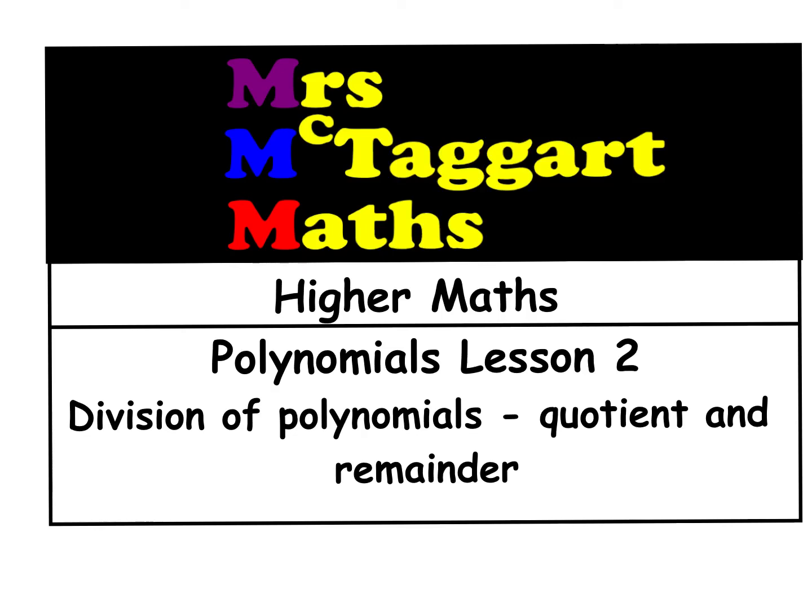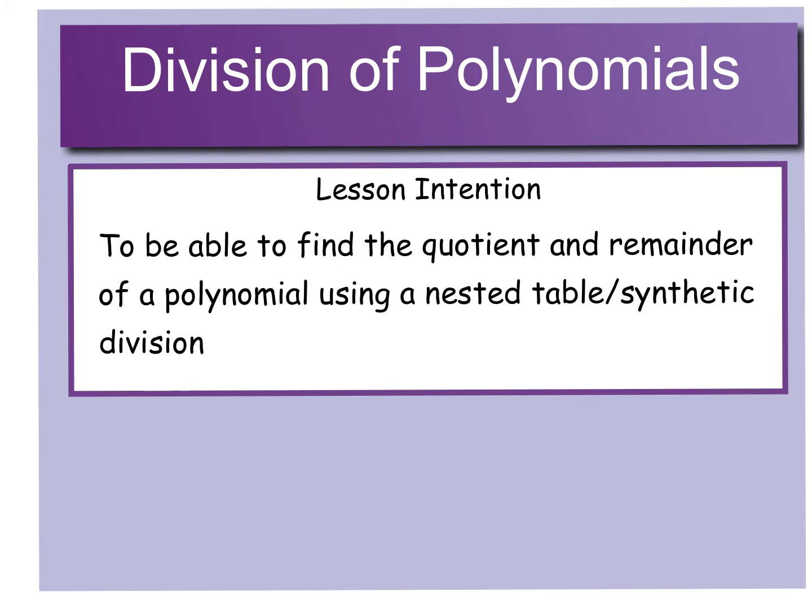This would be the second lesson in the topic, where we're starting to call it division of polynomials. And we're going to introduce some new terms today called the quotient and remainder. And you should know what remainder is already. So the lesson intention is to be able to find the quotient and remainder of a polynomial by using the nested table or synthetic division method that we have seen in lesson 1. So let's get to it.